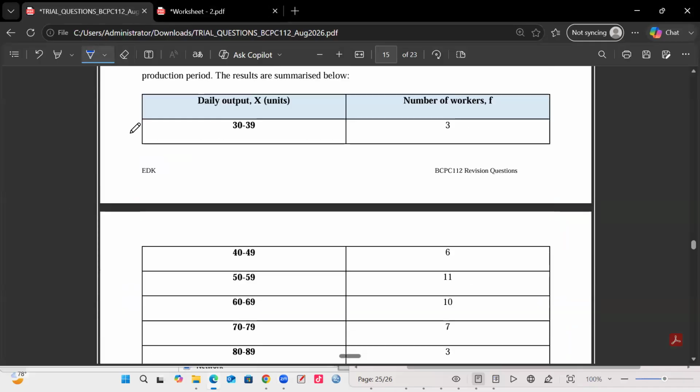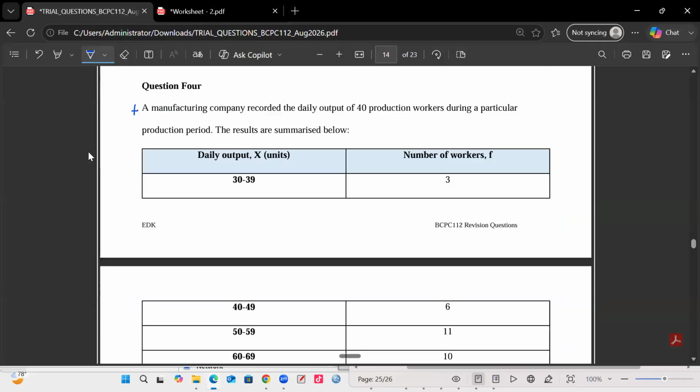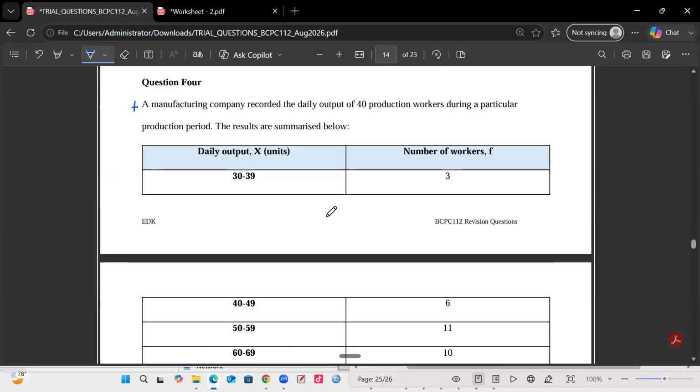So question 4. So guys, start from the manufacturing. A manufacturing company recorded the daily output of 40 production workers during a particular production period. The results are summarized below.